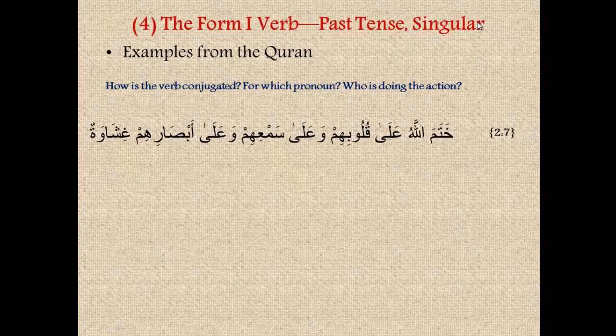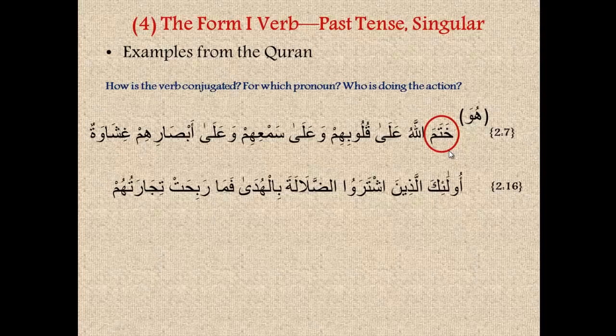And the verb in this ayah is khatama. Notice how it follows the pattern of fa'ala. And from that we know it is conjugated for huwa. And who is doing the action? Allah is. Allah, huwa, in other words, Allah has placed a seal. So khatama means to place a seal. It is conjugated for huwa in this ayah, referring to Allah who is doing the action.